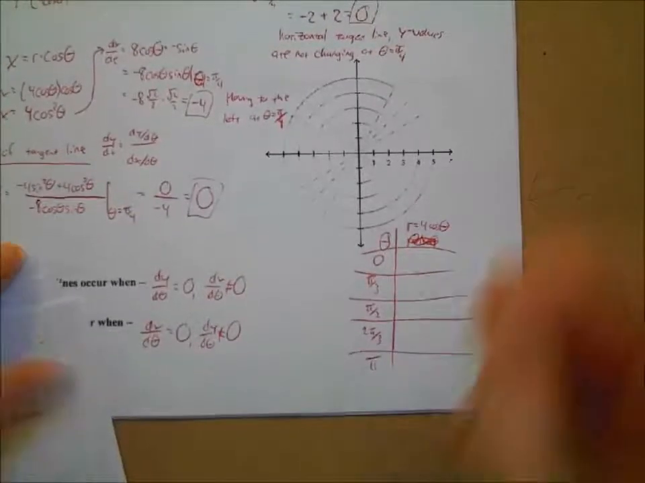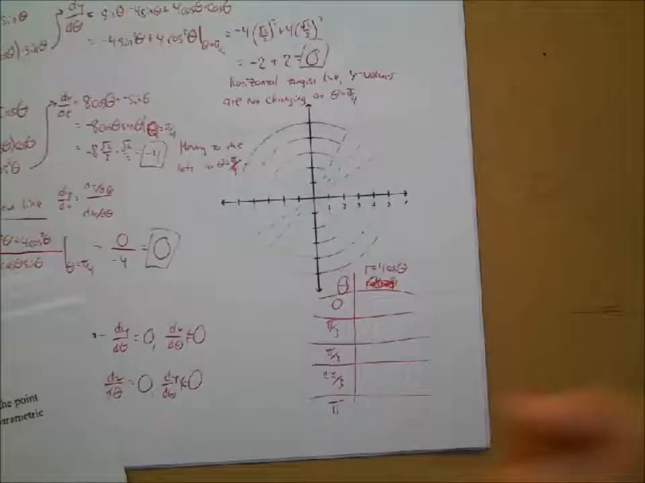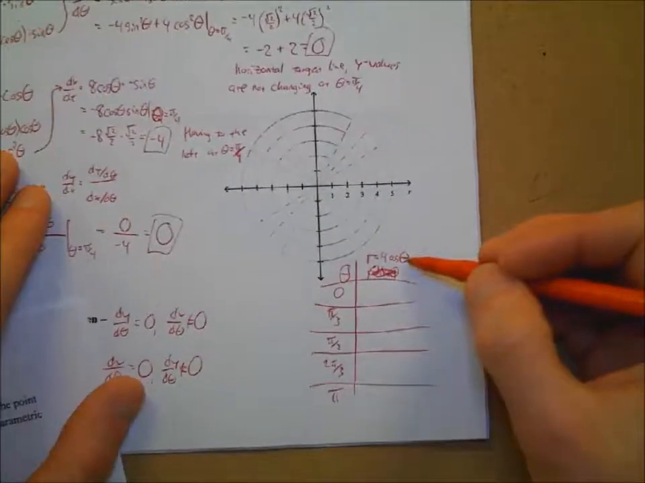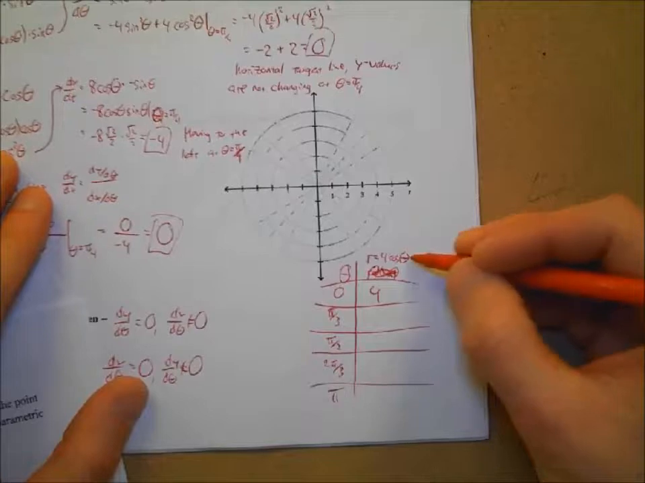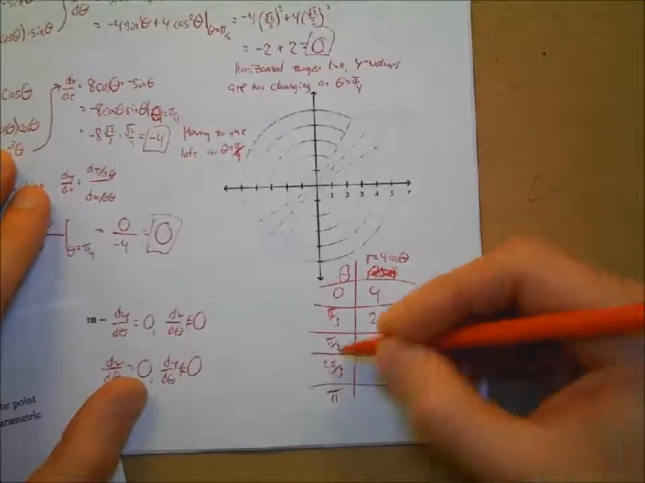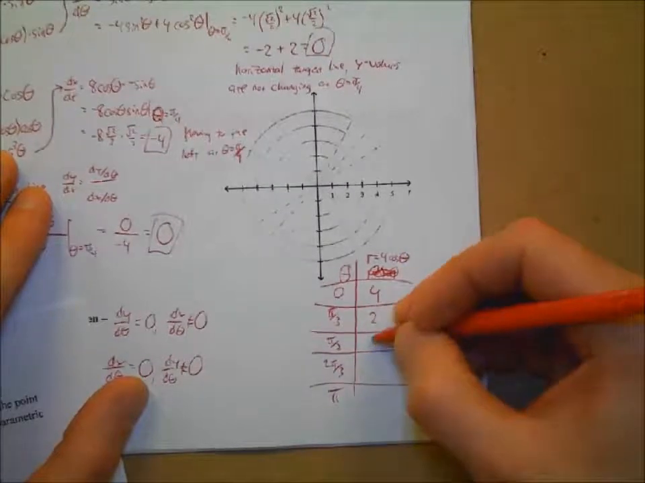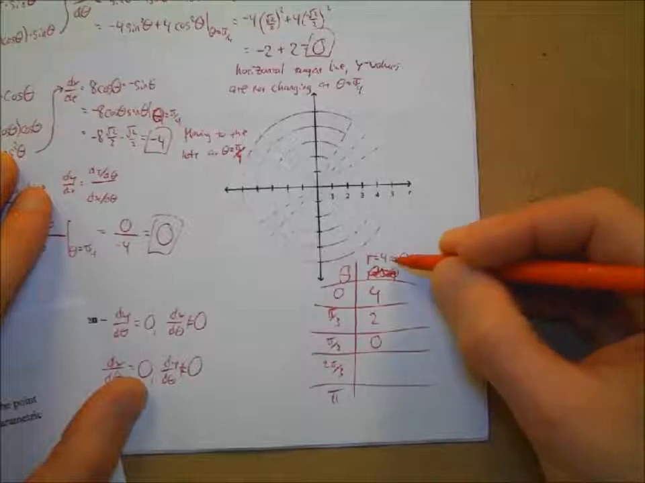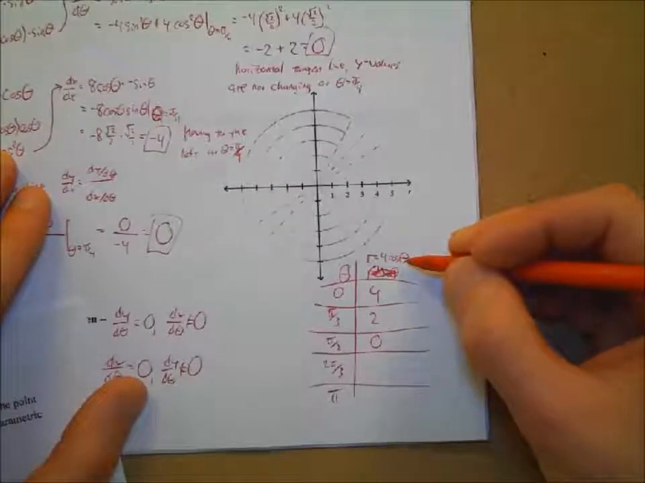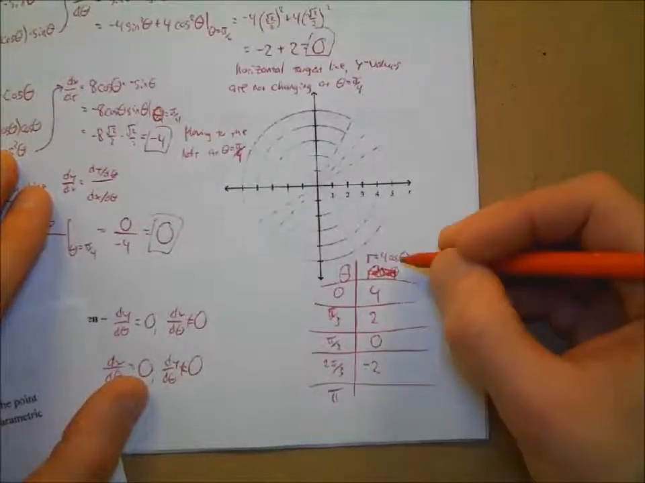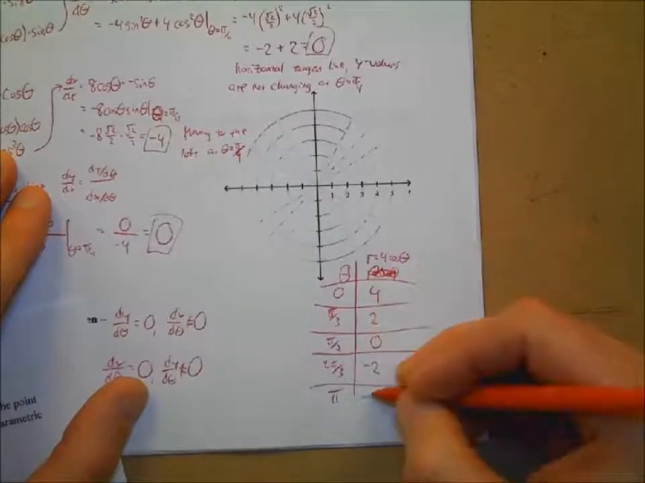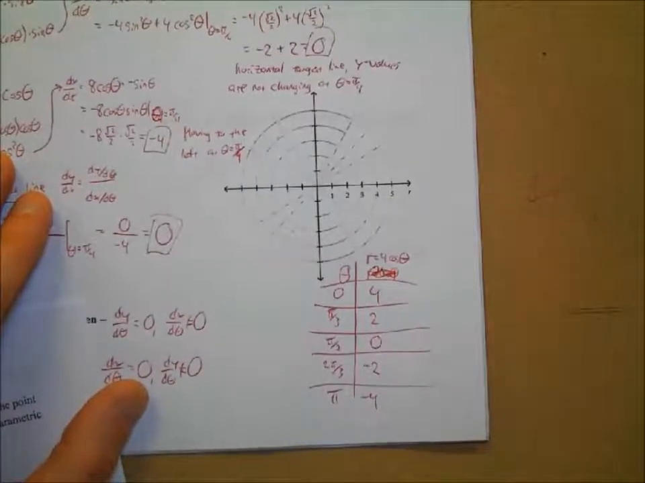All right, so here again, we'll plug in our 0. Cosine of 0 is 1 times 4 is 4. Pi over 3: cosine pi over 3 is 1/2 times 4 is 2. Pi over 2: cosine of pi over 2 is 0 times 4 will still be 0. 2 pi over 3: cosine 2 pi over 3 is negative 1/2 times 4, so it'll be negative 2. And then cosine pi is negative 1 times 4 is negative 4.